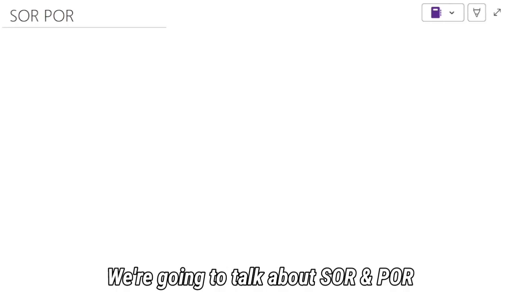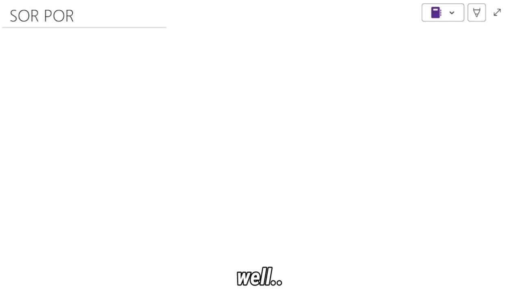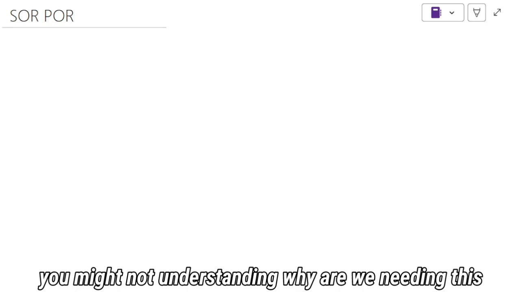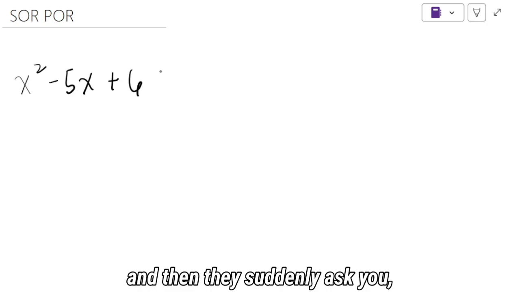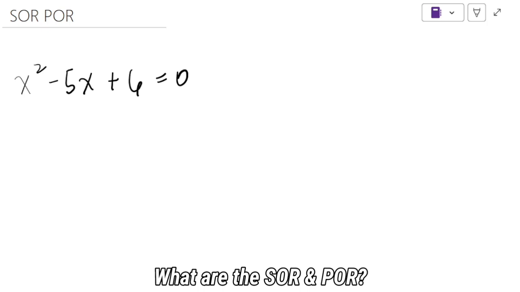Today, we're going to talk about the sum of roots and product of roots. You might not understand why we need this, right? For example, this is the question: x squared minus 5x plus 6. And then they suddenly ask you, what is the sum of roots and product of roots?